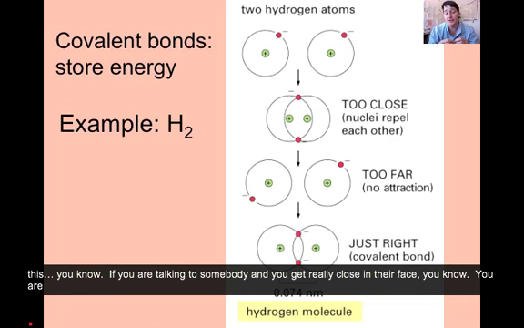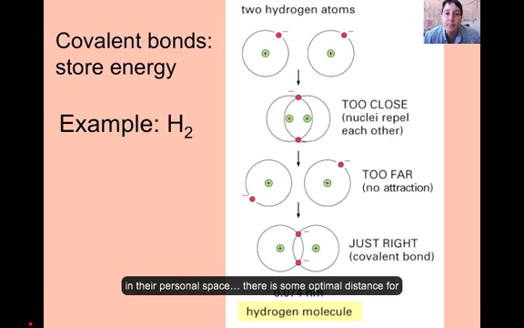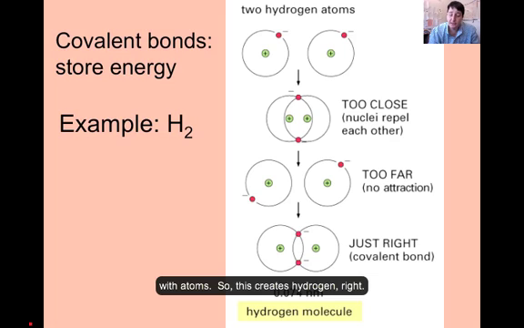And I often talk about this, you know, if you're talking to somebody and you get really close in their face, right, you're in their personal space, there's some optimal distance for these kinds of interactions, just like there is with atoms. So this creates hydrogen, right, the gas hydrogen.